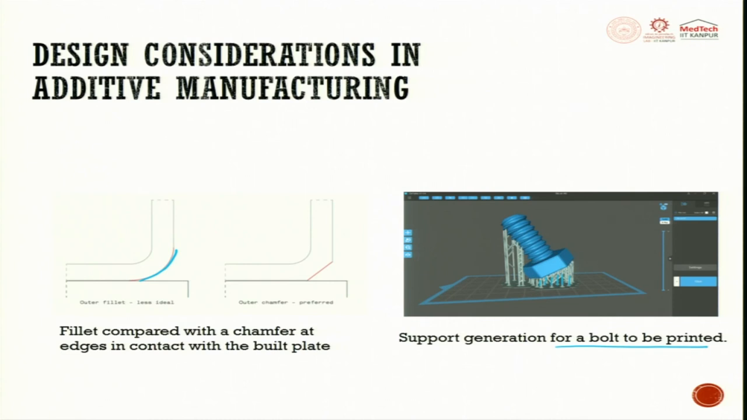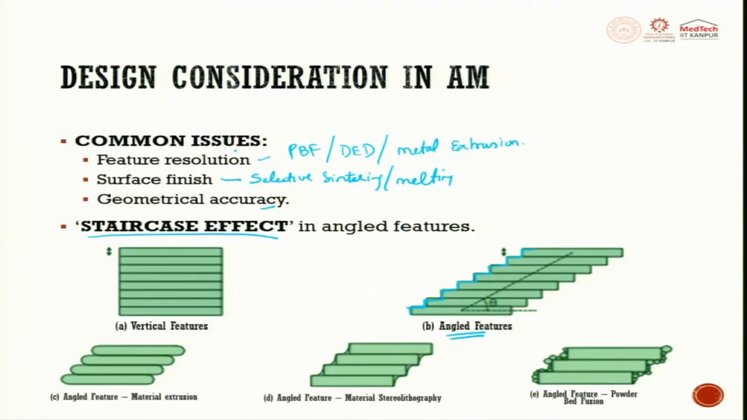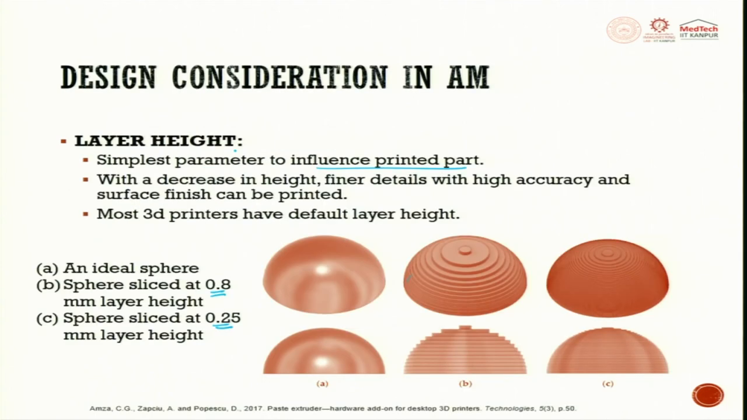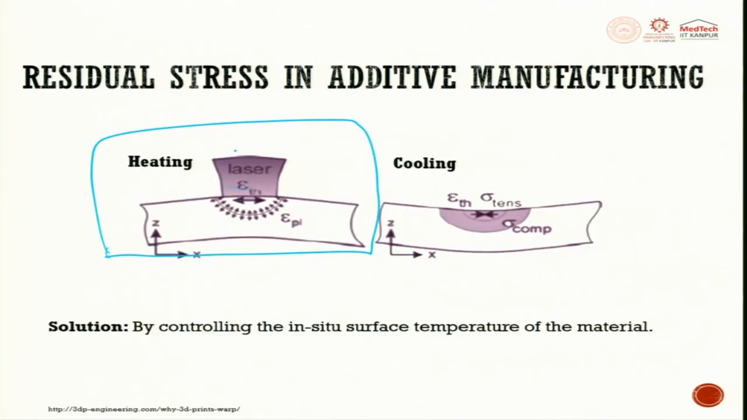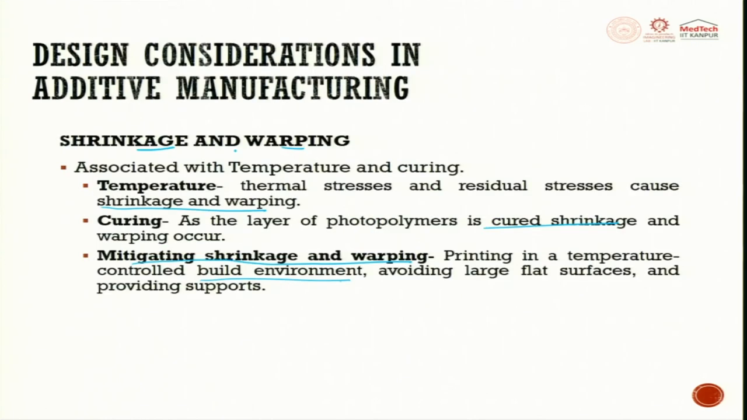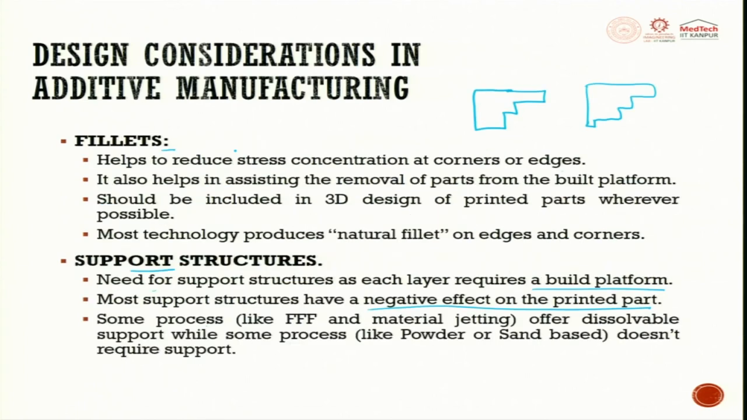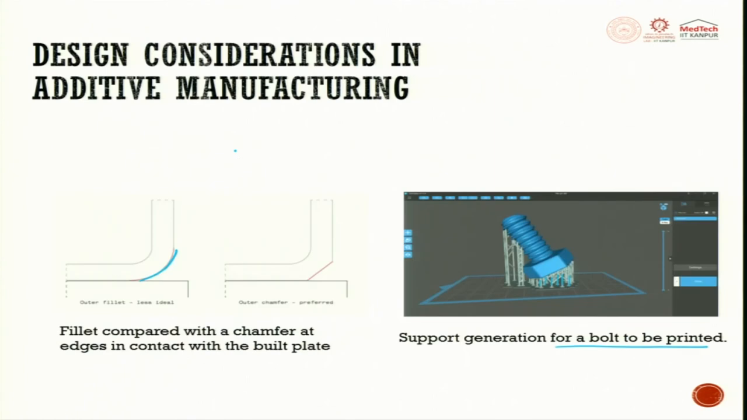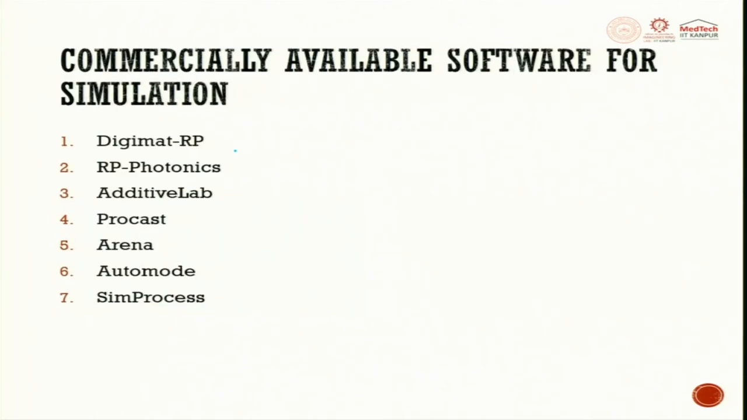So, now we have been looking into all these important things, which are design consideration, feature resolution, surface finish, geometric accuracy. These are very, very important. For this, there will be a staircase effect. There will be how you calculate the step size, then the layer height, then we talked about thermally induced stresses, then we talked about curing and mitigating shrinkage, filleting and supporting. These are some of the design considerations which you have to consider when we try to make an additive manufactured part.